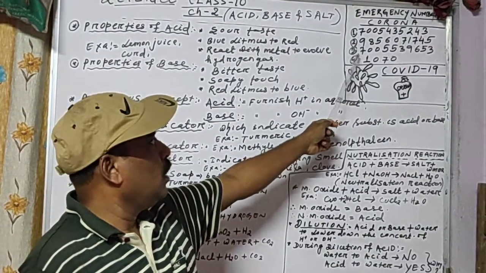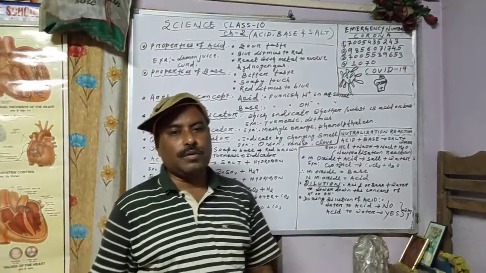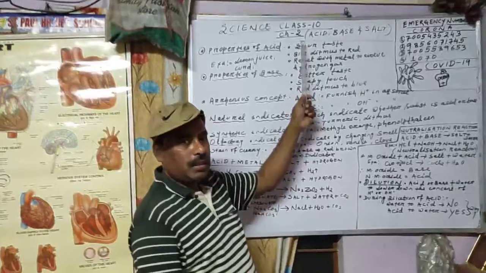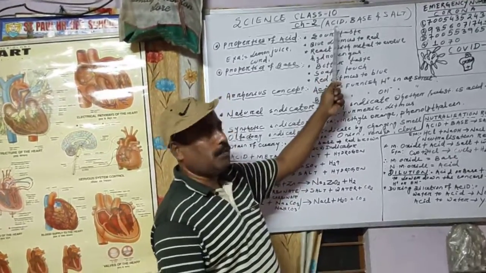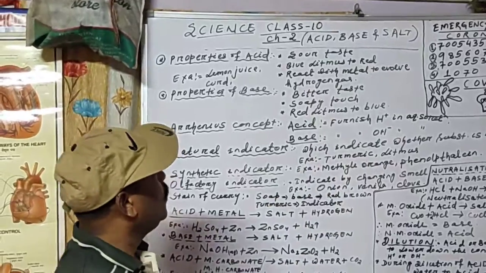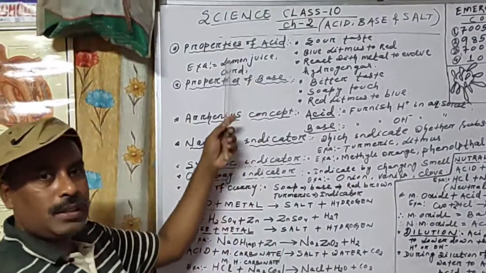And now we have to start the class 10 science subject, chapter 2. The chapter name is acid, base and salt. So let us see some main points here.